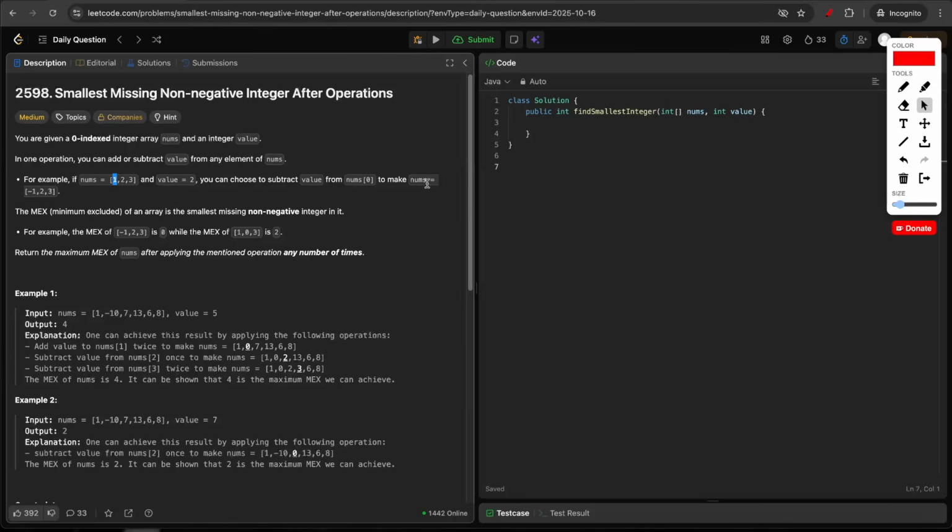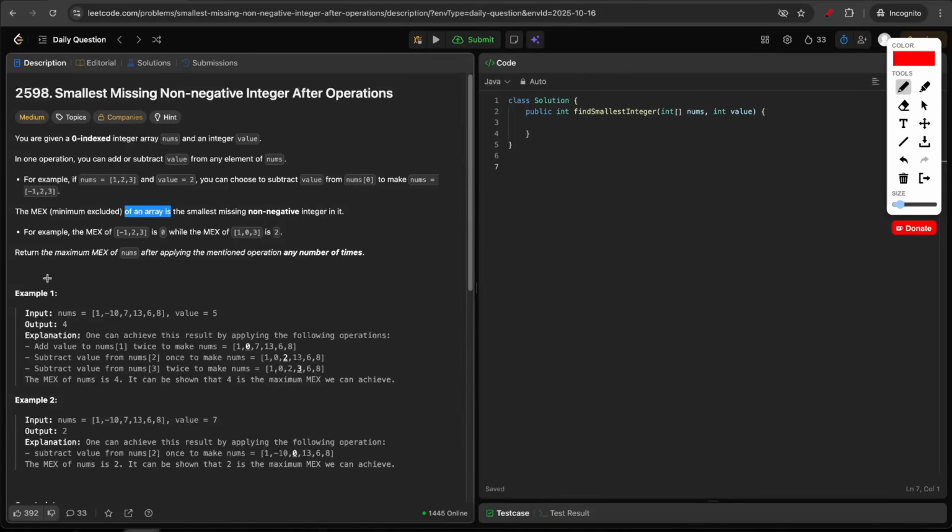number, you can decrease 2 to make it -1, 2 and 3. So you can also choose to increase it. So then it will become 3, 2 and 3. So it says that the MEX, the minimum excluded, of an array is the smallest missing non-negative integer in it.